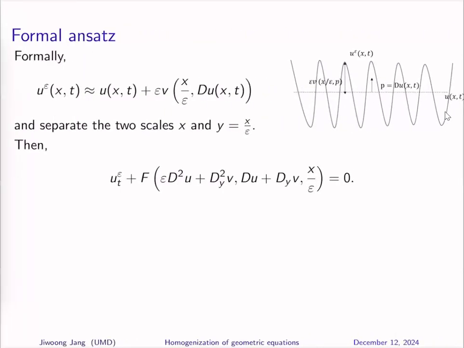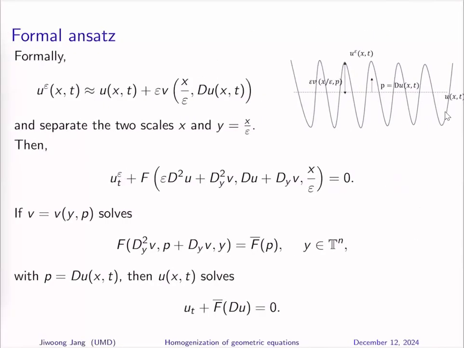So we put this formal ansatz into the equation and we perform the differentiation in y. We already separated scales, and we think of epsilon as already set to zero, so we have this local problem. Now x over epsilon becomes y, which runs over the torus, the cell. And p, which is the gradient of u, is a fixed vector.